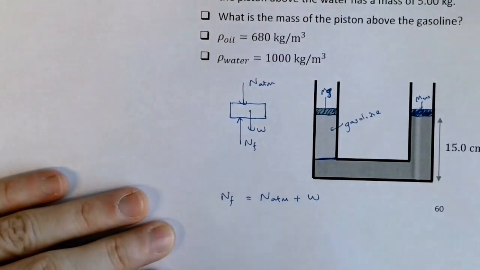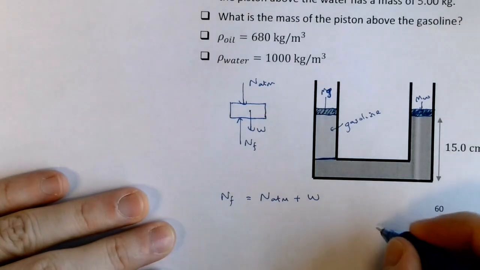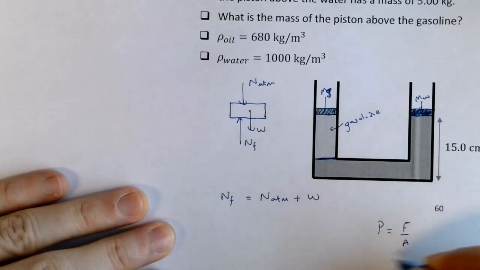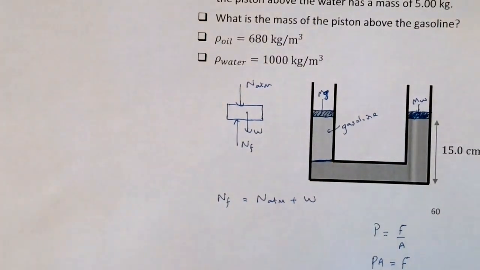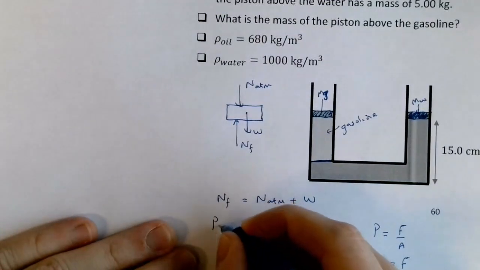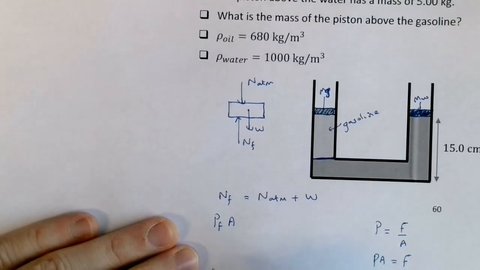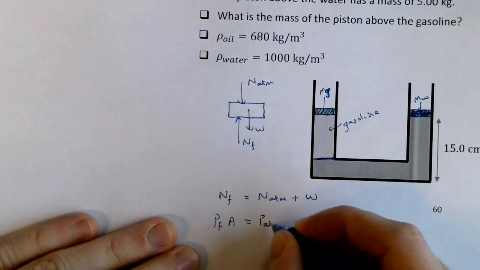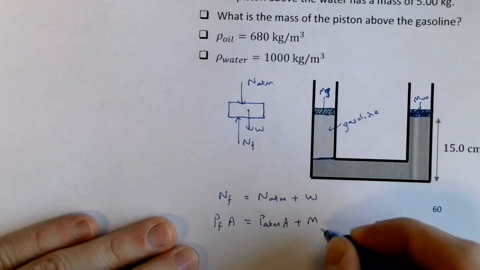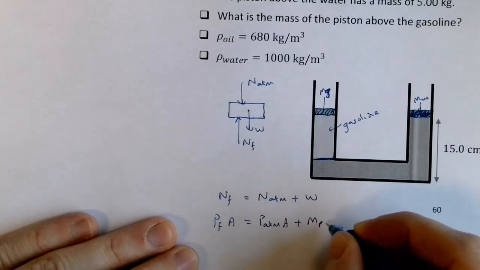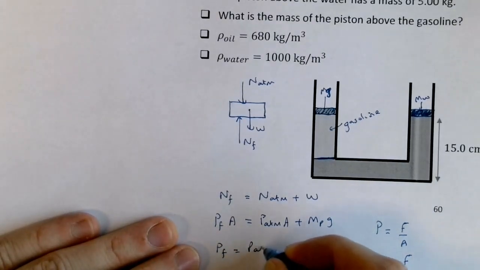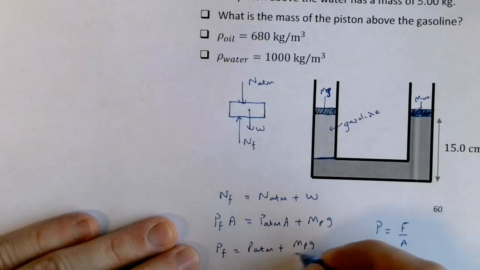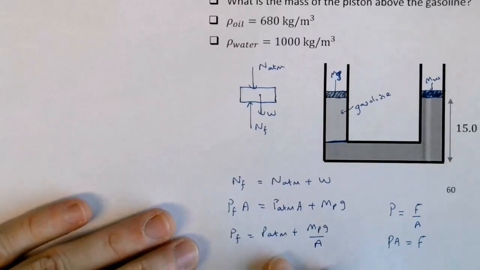Now, forces by fluids are linked to their pressures. The pressure is equal to force over area, so pressure times area equals the force. So I can describe the fluid force as the pressure of the fluid times the cross-sectional area of the container. Likewise the atmosphere is P atm times A, and this is M times G, mass of the piston times G. Dividing each term by A, I'm left with the pressure of the fluid equals P atmosphere plus M piston G over A. And that's the equation you have seen in the tutorial.